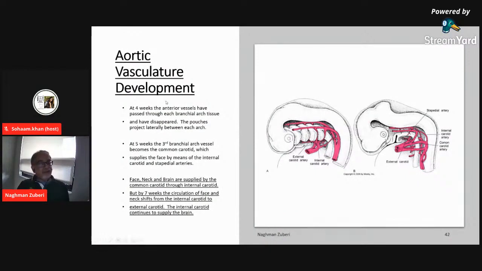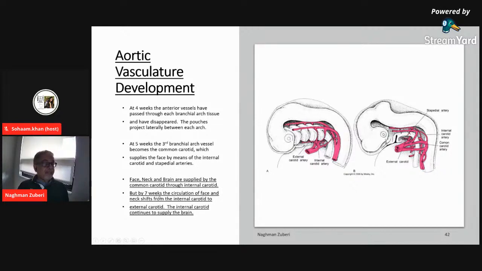Aortic vasculature development. At 4 weeks, the aortic vessels have passed through each branchial arch tissue. The pouches project laterally between each arch. At 5 weeks, the third branchial arch vessel becomes the common carotid artery, which supplies the face by means of the internal carotid and the stapedial arteries. Face, neck, and brain are supplied by the common carotid through internal carotid.